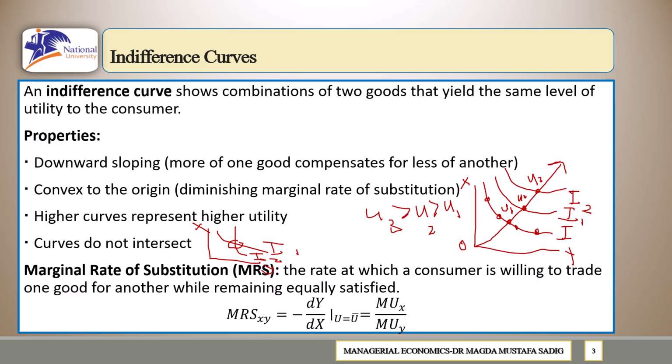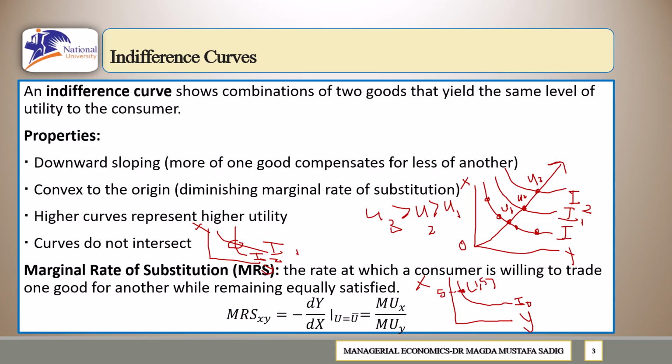Finally, the marginal rate of substitution, MRS, is the rate at which a consumer is willing to trade one good for another while remaining equally satisfied. Look here at this indifference curve. We have X and Y, and this is the indifference curve. Let us call it I0. And if you are having this bundle where Y is 1 and X is 5, for example.